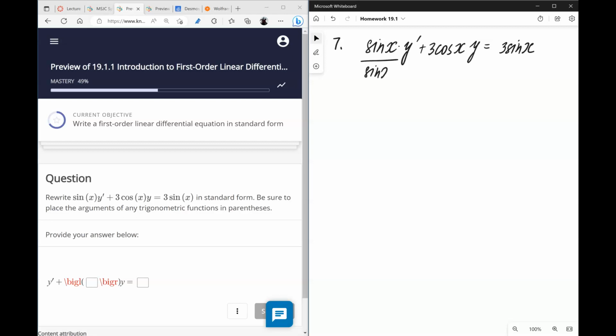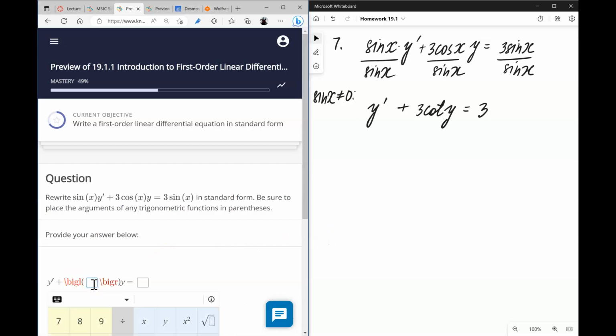Dividing everything by sine of x, and we get y prime. Of course, all of this only makes sense when sine of x is not equal to 0. We have y prime plus 3 cotangent x times y is equal to 3.